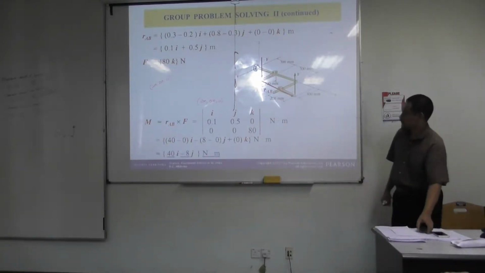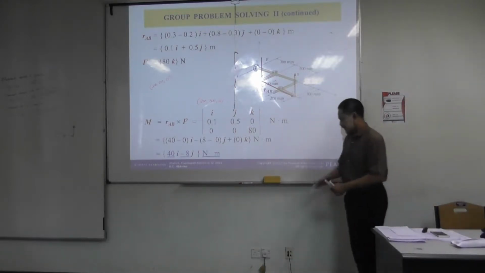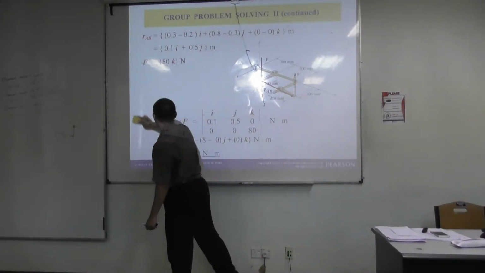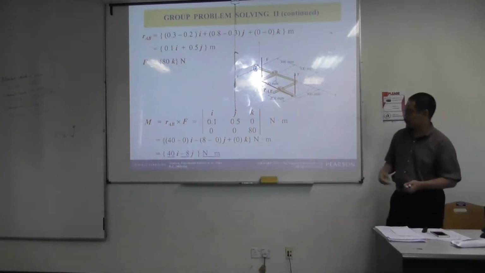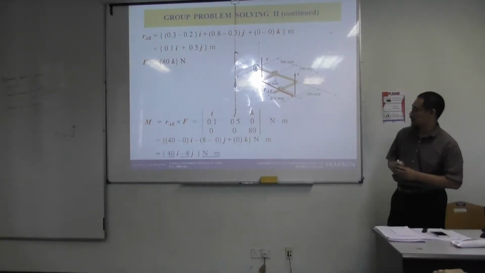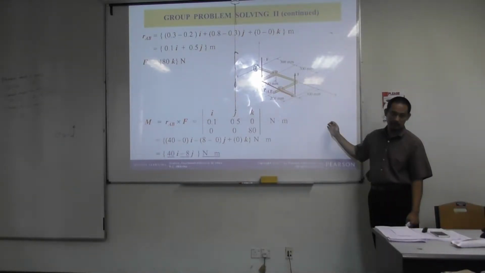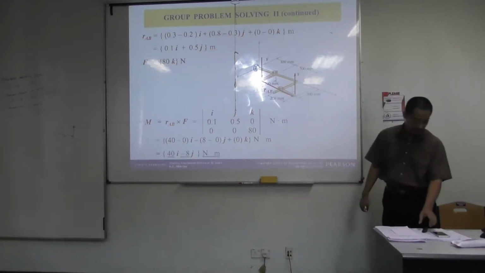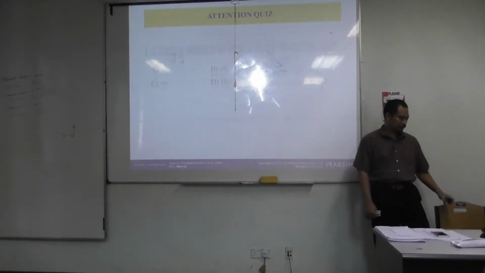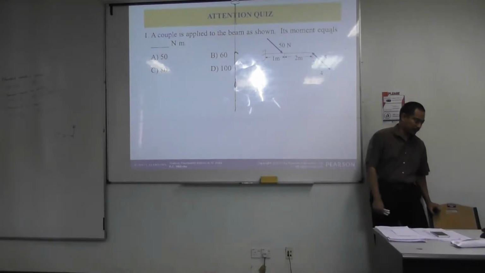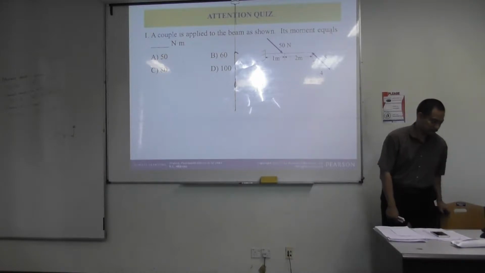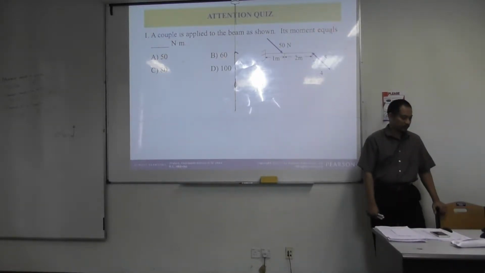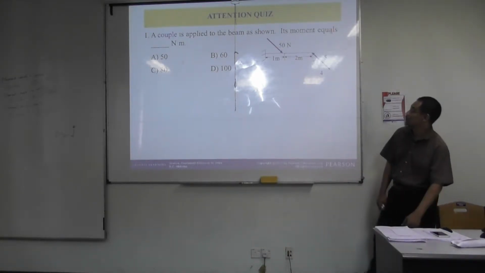Alright, any question? I think in the previous class we have already covered several examples. If you have multiple couples, then we just have to identify each one and get the summation of the effect. I think that was the end. Okay, a couple is applied to the beam as shown. So can you compute the moment? Can you calculate this in your head, or is it straightforward or not? What do you get?